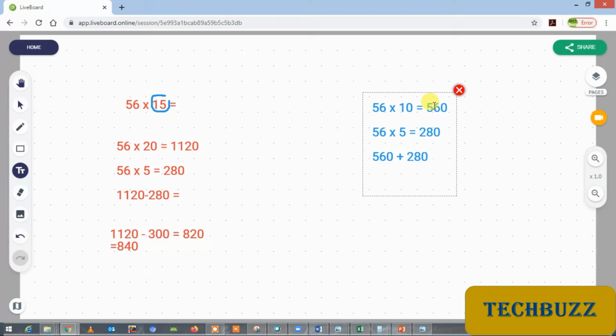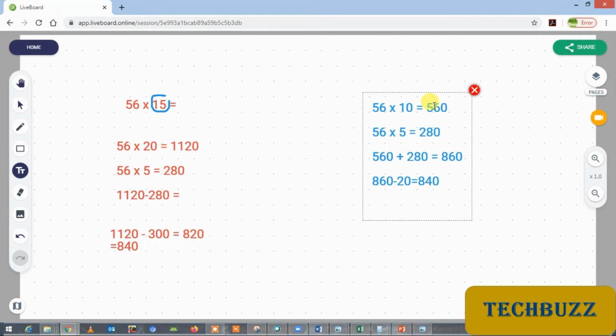Now apply the same trick. 560 plus 300. Convert this 280 into a multiple of 100. Now here what have you done? You have added 20 more in this. So what you will do? You will just subtract 20 from it. So the answer is 840. Now see, you got this result. Now if you practice a lot, you will be able to solve any number.